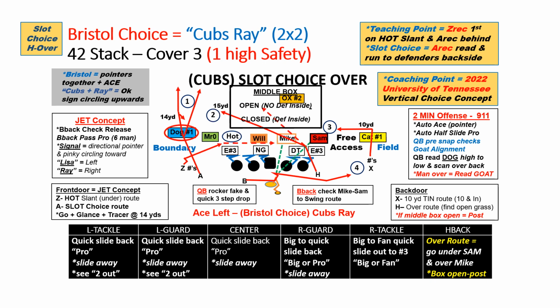Again, this is the Bristol choice, but now out of a one high look. And you can see now we've created a real numbers problem with the wide slot. Again, quarterback is going to do his rocker fake with the back, looking for that Mr. Zero or Will blitzing, and we can hit the Z hot. If there's no blitz, then we're just going to go right with our eyes to the dog, reading them for the choice route. Again, if we don't feel like we have a definite read that we like with the choice, we're always looking for the H back on the over route in open grass.